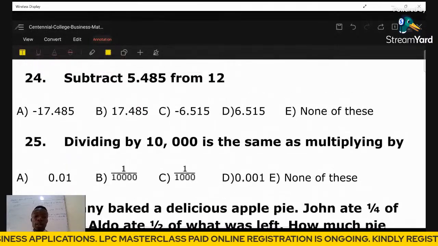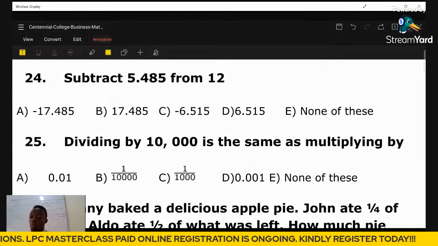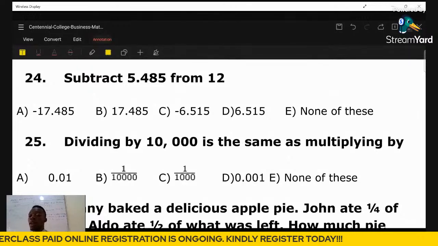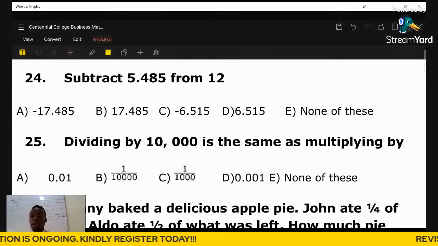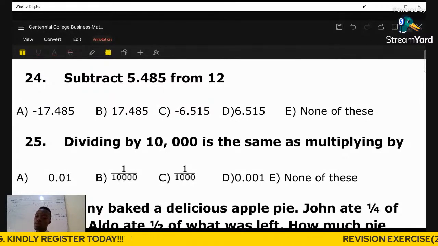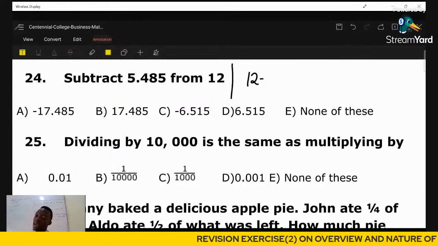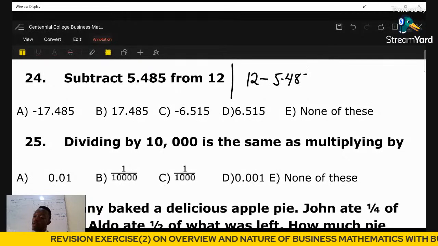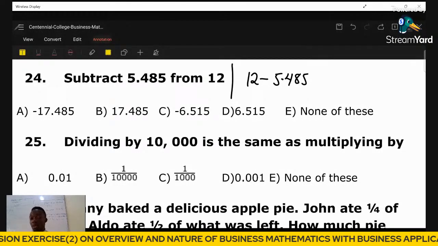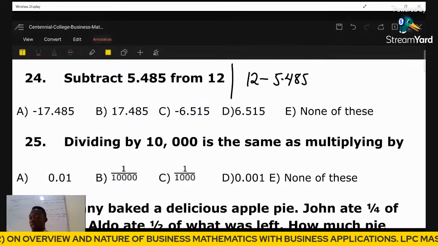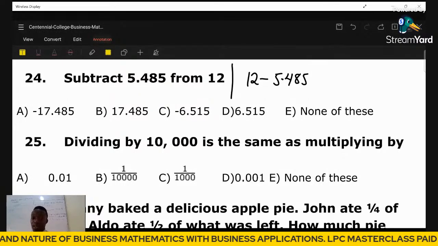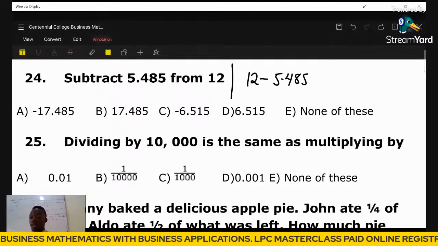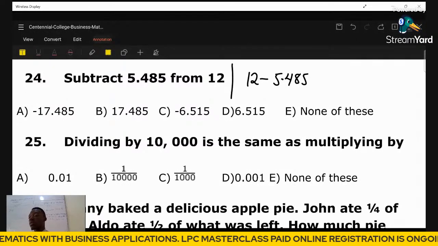Let's move on to question number 24. We are asked to subtract 5.485 from 12. So how do you go about this? Straight up, 12 minus 5.485. These are the basic things that we need to know. Of course, you might think it's easy, but the least mistake you make, you get this wrong. So you are subtracting this from this.